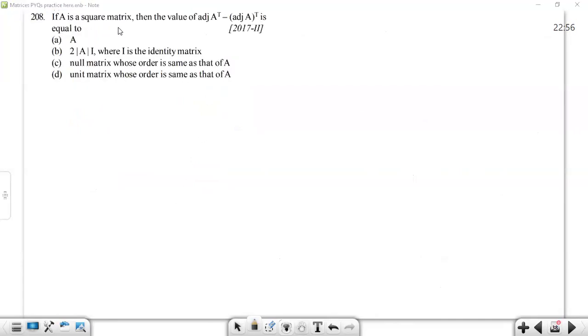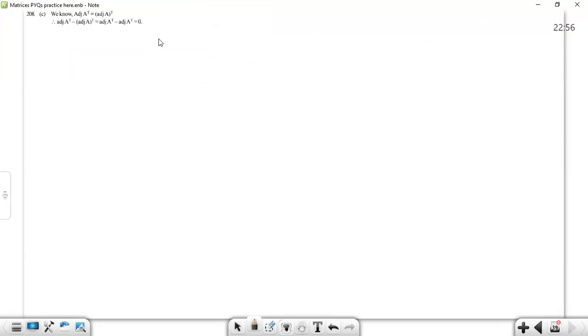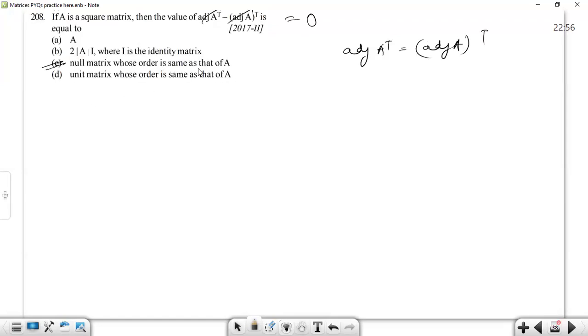If A is a square matrix, then the value of adjoint of A transpose minus transpose of adjoint of A. We know that the adjoint of A transpose is equal to the transpose of adjoint of A. So if they are both equal, they are going to cancel each other, and it's going to be a null matrix. So option C should be correct. Of the same order, that is one thing of importance. Clear? Any doubts, anyone?